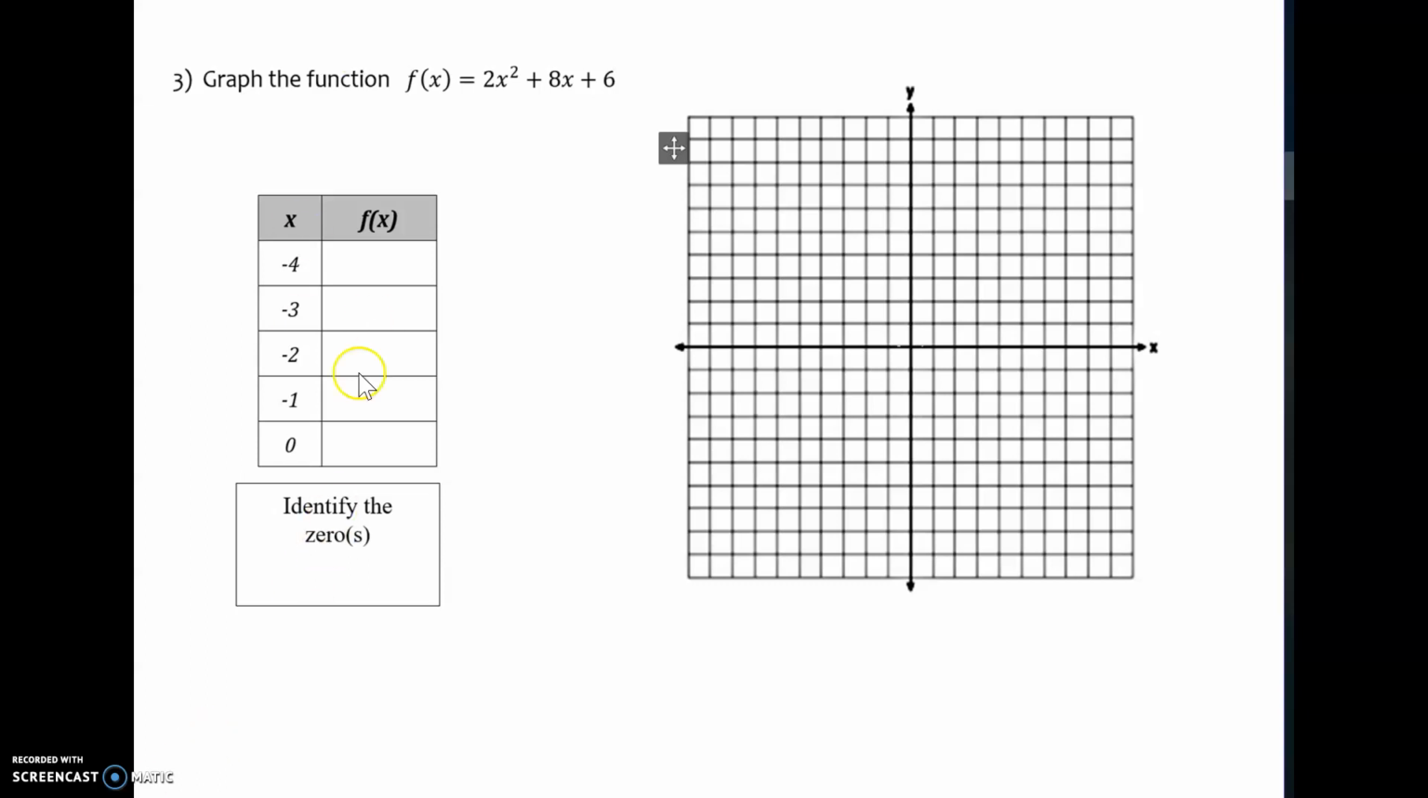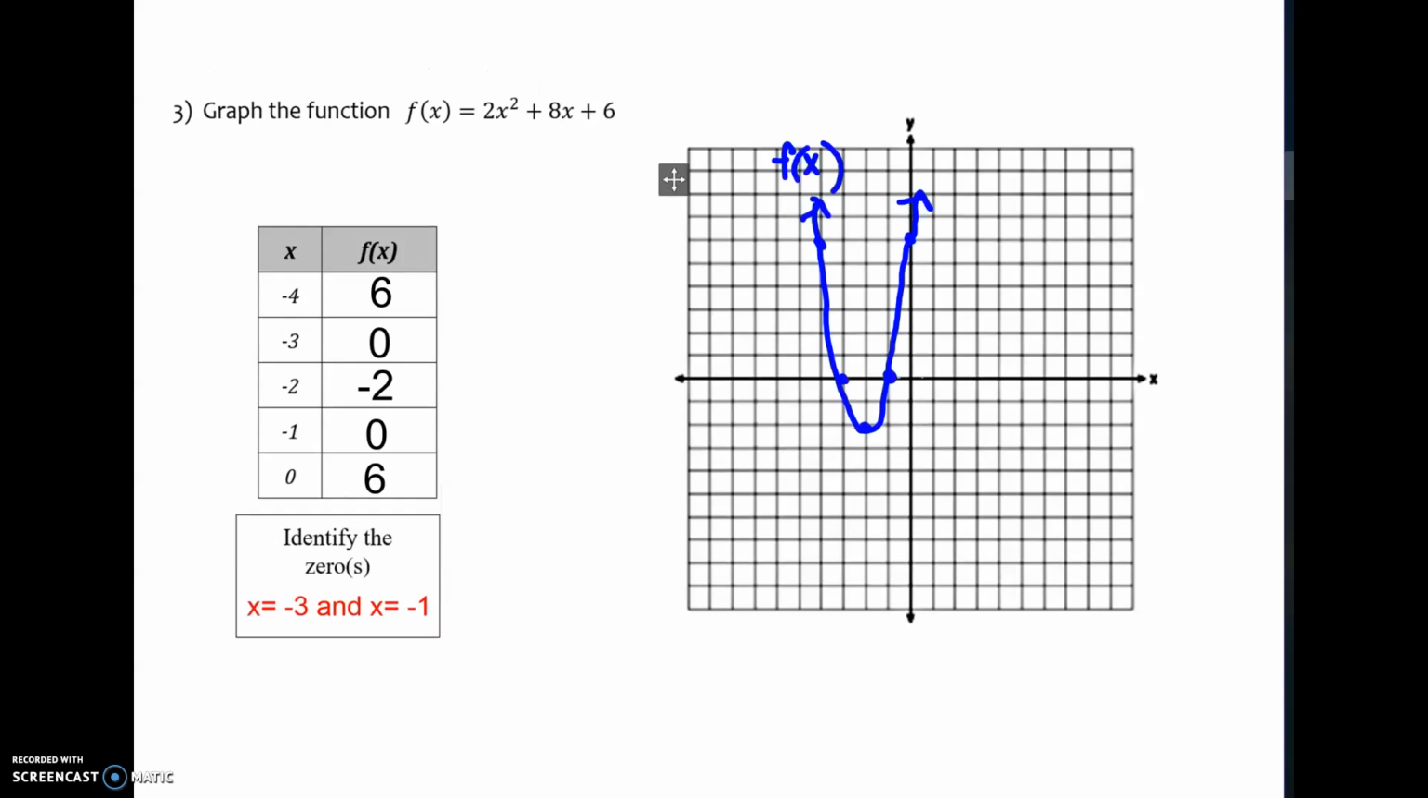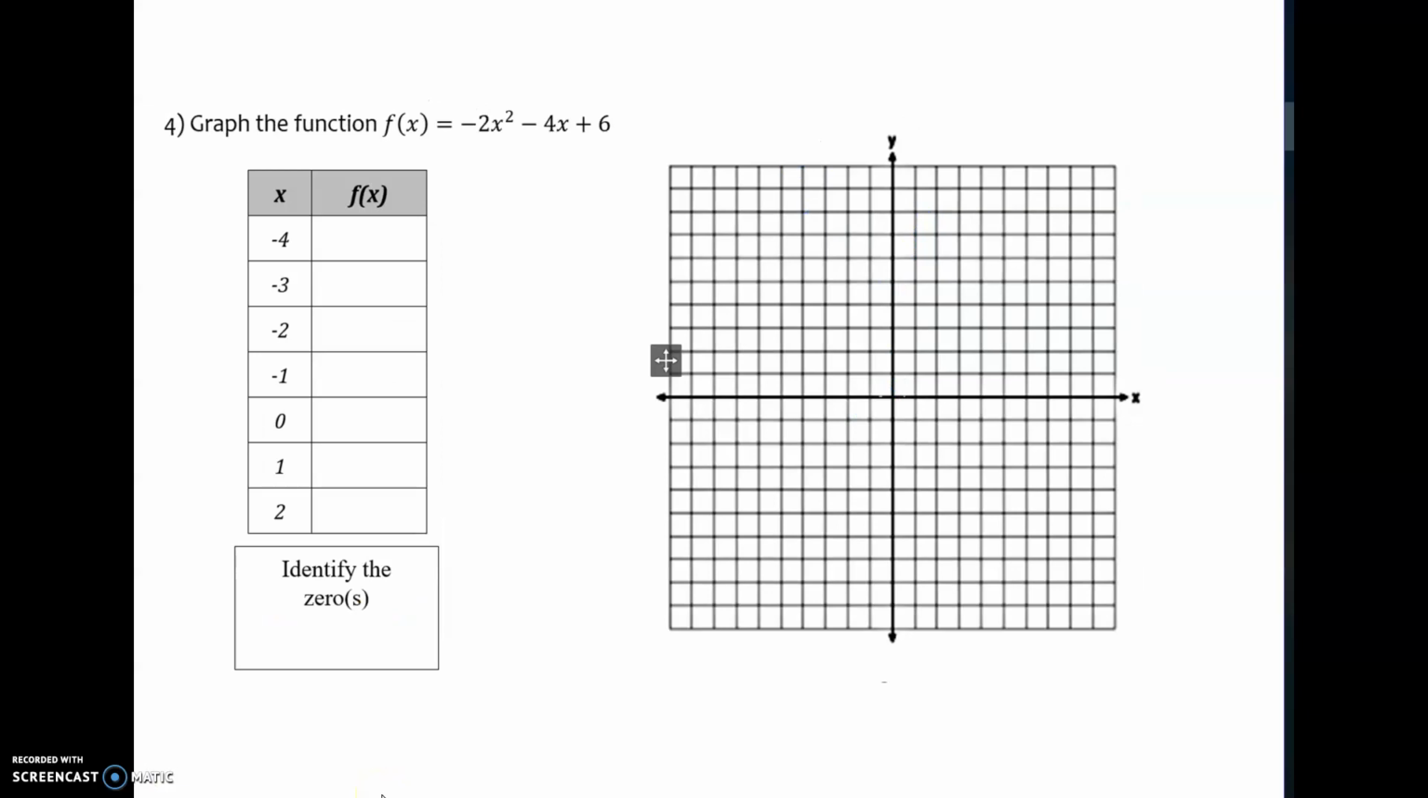Please graph the following in your notes or sketch as best you can, and then check back in to make sure that you're graphing appropriately. Here is the graph f of x equals 2x squared plus 8x plus 6. You'll notice I've identified the roots, which hit at -3 and -1. I have graphed the table, and I made sure in my table to include my vertex, which is that turnaround point. I also made sure that I labeled my graph, and I connected it in a curve. Here's another one. Let's try to graph f of x equals -2x squared minus 4x plus 6. Check back in to see how you did.